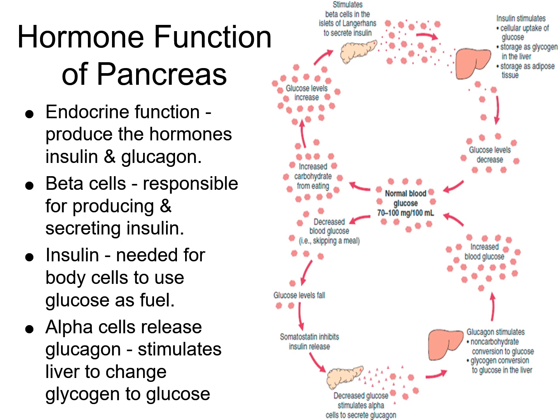The pancreas is an endocrine gland, which secretes into the bloodstream, and an exocrine gland, which secretes through a duct to the target tissues. The pancreas's endocrine function is to produce insulin and glucagon. The beta cells are responsible for producing and secreting insulin. Insulin is needed for cells to use glucose as fuel. The alpha cells release glucagon. These stimulate the liver to change glycogen into glucose.